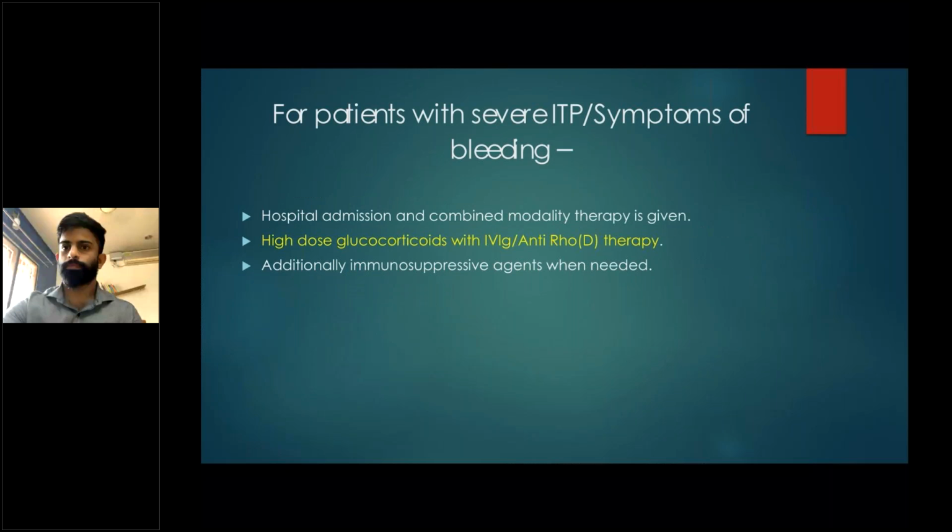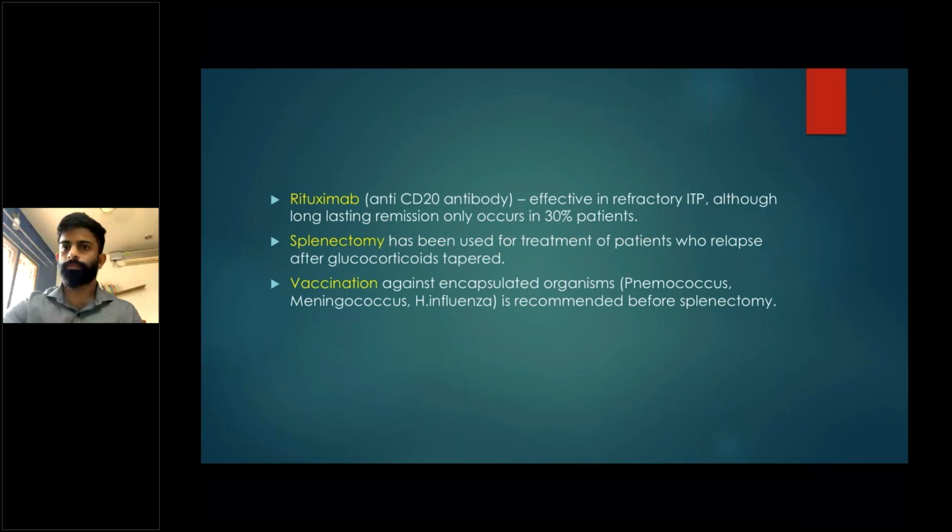For patients with severe ITP or symptoms of bleeding, you have to go for hospital admission, and combined modality therapy is given. High dose glucocorticoids with IVIG or anti-D therapy should be given. Additionally, immunosuppressive agents when required. The additional immunosuppressive agent is rituximab, an anti-CD20 antibody. It's effective in refractory ITP, although long-lasting remission only occurs in 30% of patients. But it can be given.